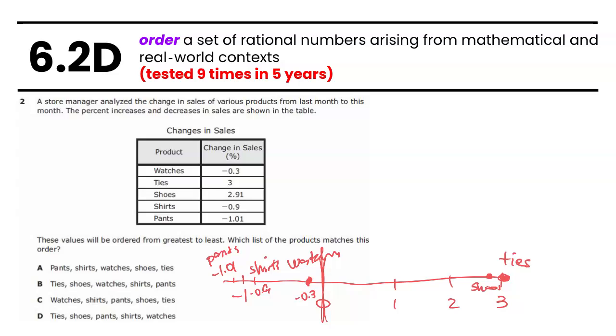And so what I see is that we're going to have pants, shirts, watches, shoes, and ties in that particular order. And so examining my answer choices, we see that A is going to be the best choice.